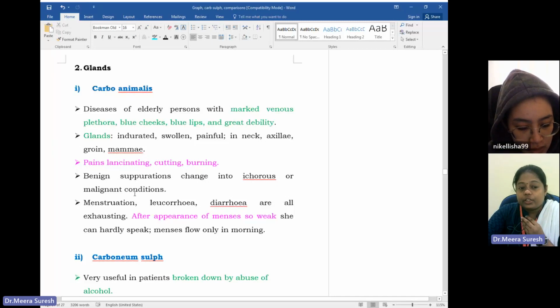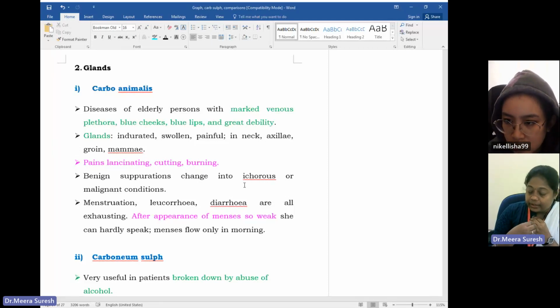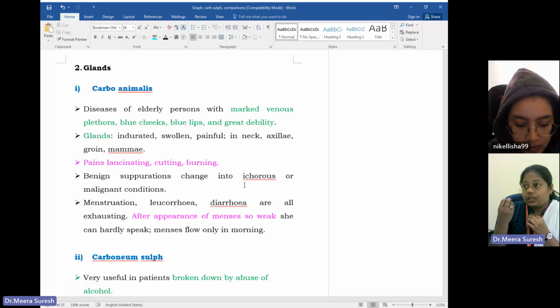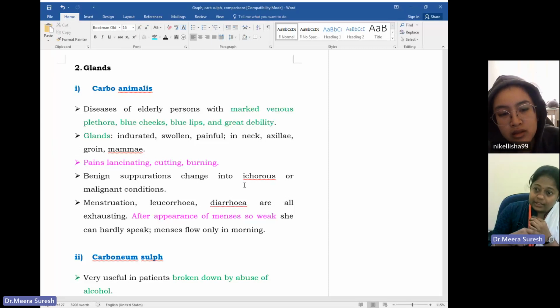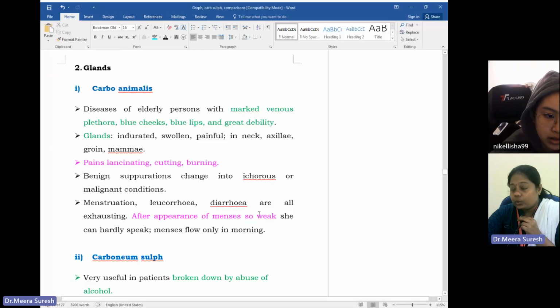Then benign suppurations which change into ichorous or malignant conditions. Here they use the term malignant, indicating that all this we are mentioning is going towards cancer. So all the benign or suppurative conditions, where there is a gland swelling with some pus accumulation, can later change into a cancerous condition with ichorous discharge. Ichorous discharge is from the destruction of that particular area, very offensive and watery, but it is the tissue that is being broken down, the tissue debris. Actually, it is a cancerous condition where we could see these ichorous discharges. So for all the cancerous conditions, the glands ending in a cancerous condition, we can think about Carbo animalis. And the person generally will be an elderly one with venous complaints and debility.